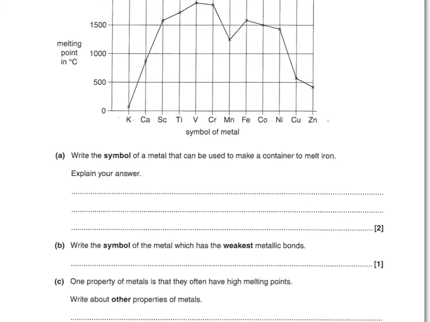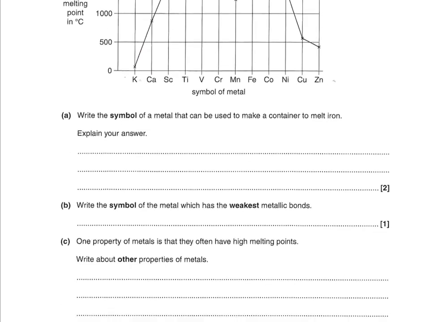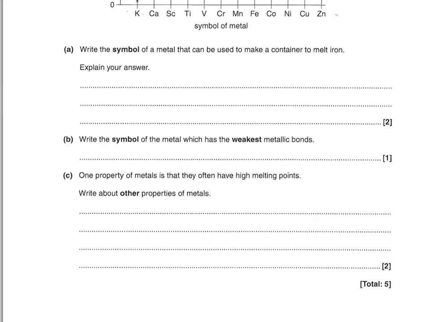Write the symbol of the metal that has the weakest metallic bonds. So if they have the weakest metallic bonds, it's going to have the lowest melting point. So that's potassium, or if you put K, that's fine as well. And then one property of metals is that they often have high melting points. Write about other properties of metals.